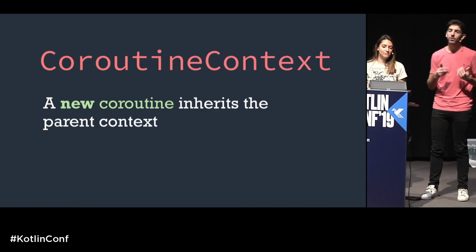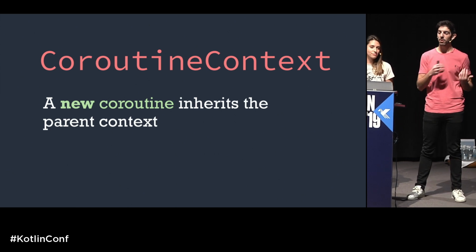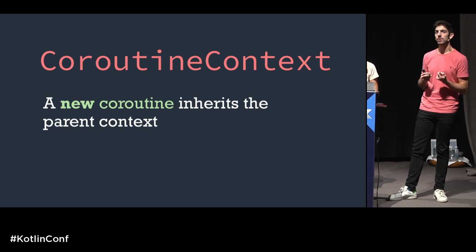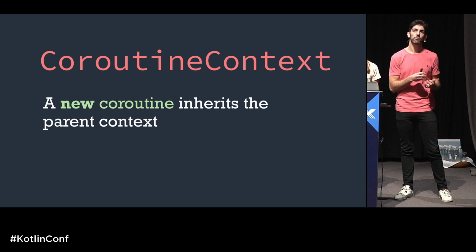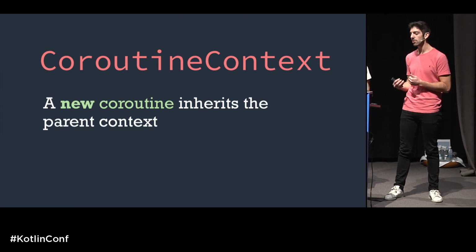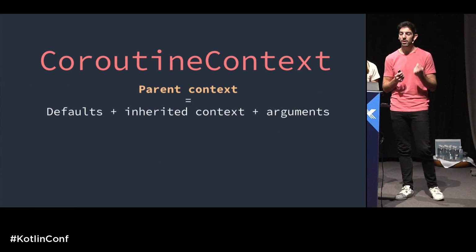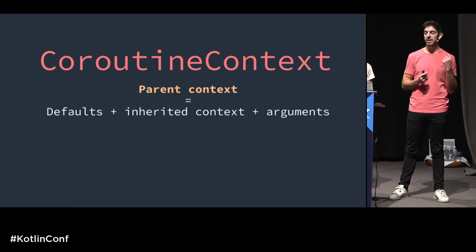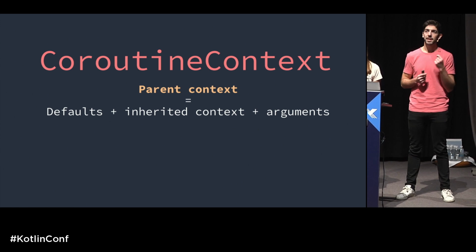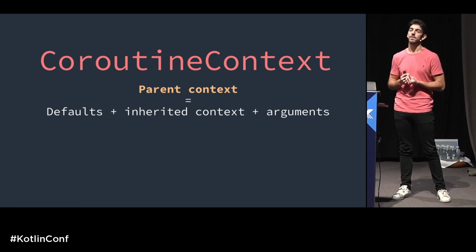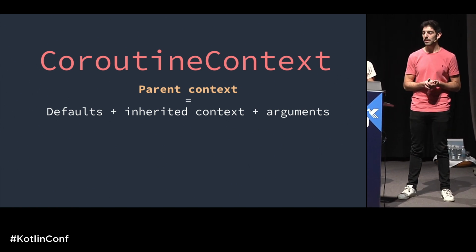When you create a new coroutine, it is going to inherit the parent context. But because this parent context is going to highly influence how cancellation and exceptions work, we want to be very precise when defining it. And we can say that the parent context is the combination of the defaults that we saw before, the inherited context, and the arguments that you pass to the coroutine builders.